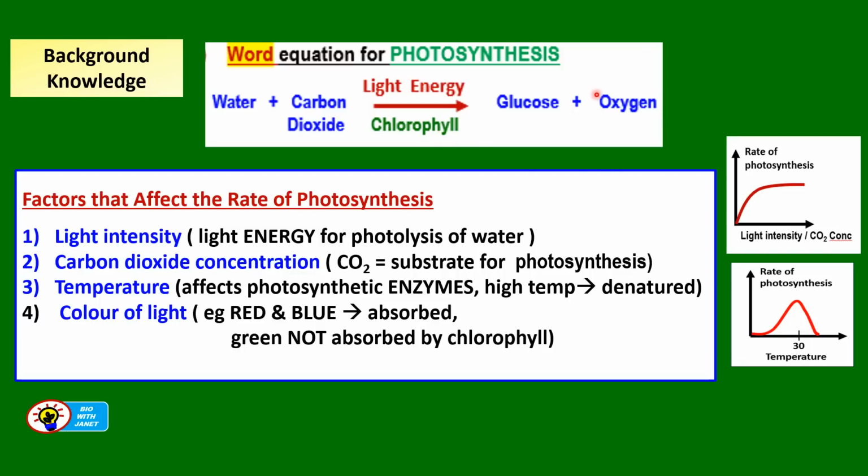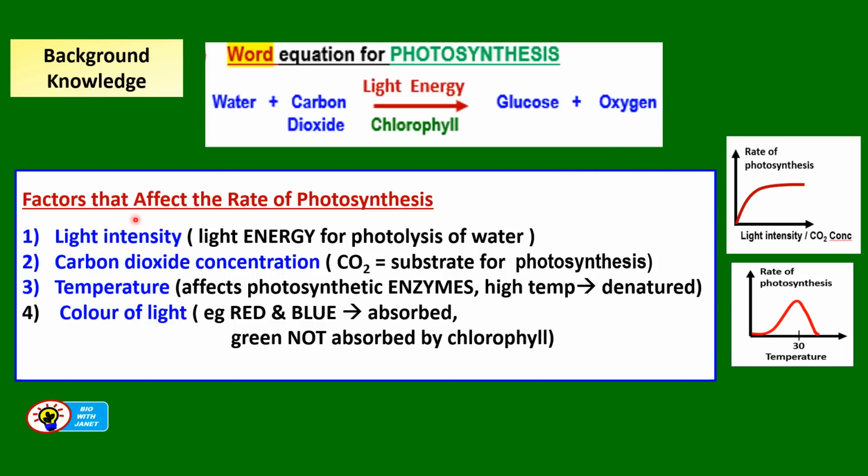So this oxygen released is a byproduct of photosynthesis, and we can observe it in the water plant when the water plant produces gas bubbles. The gas bubbles are the byproduct, that is oxygen gas. It will be released as bubbles.